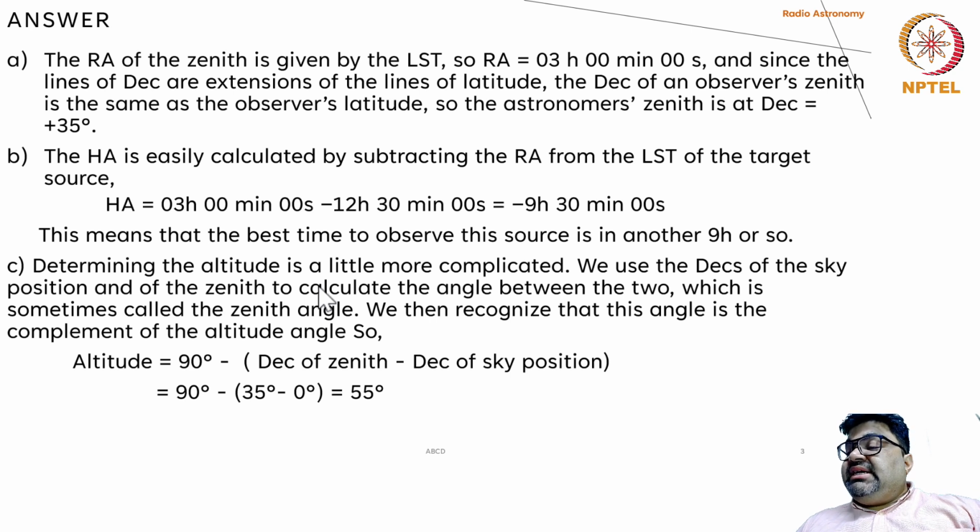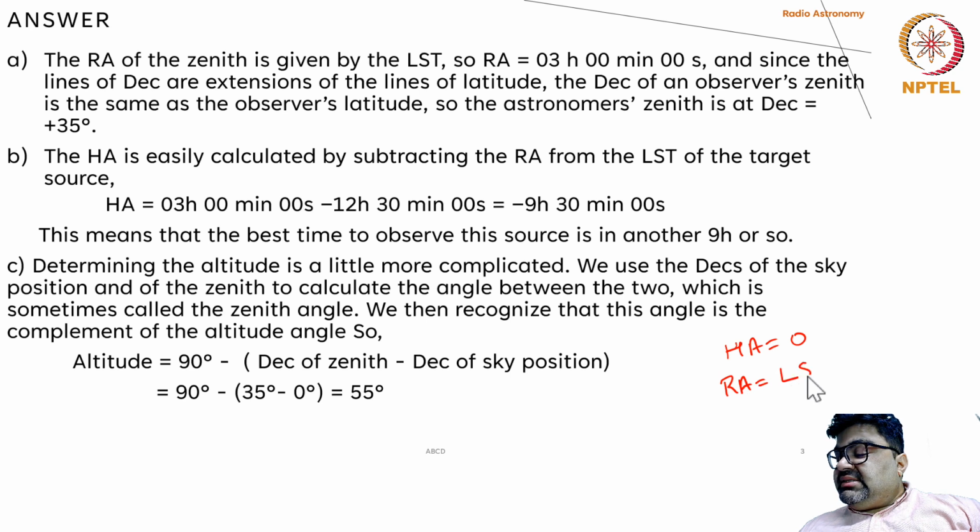The RA of the zenith is given by the LST, because we know that at the zenith our hour angle is equal to 0. So RA is equal to LST. Then LST is 3 hours, so RA becomes 3 hours. And declination is the local latitude, which is 35° north. So declination is plus 35°.